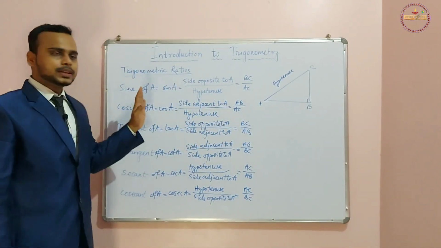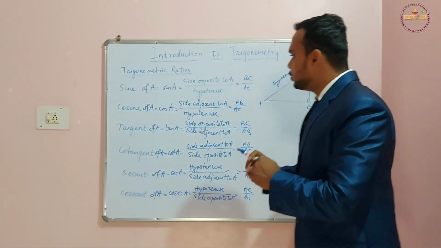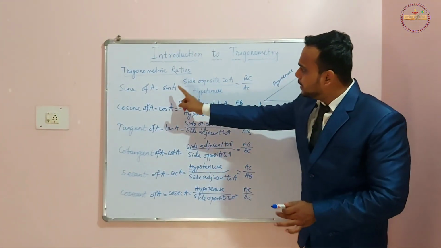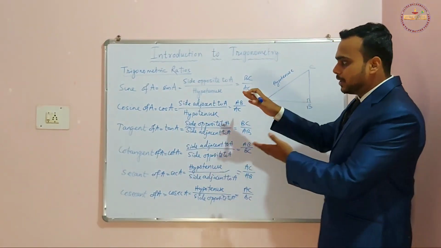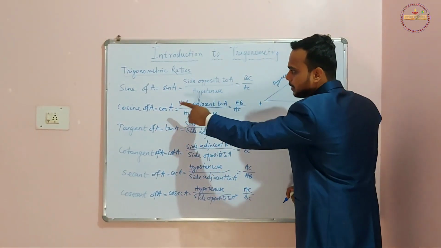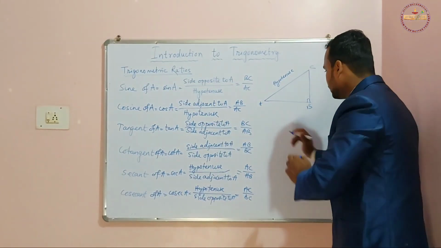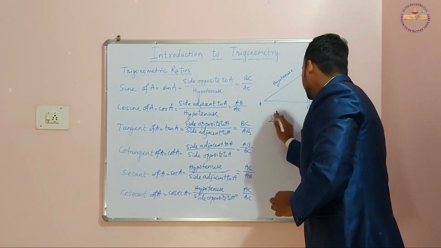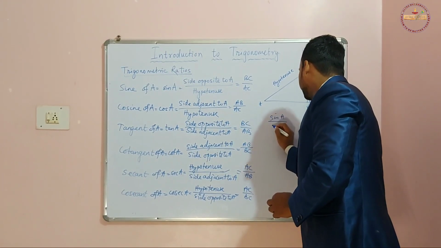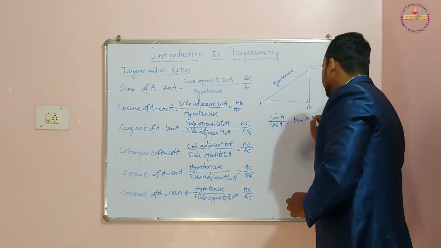So these are all the 6 different trigonometric ratios. Now the very interesting thing is that you can observe here that sin A divided by cos A will give you tan A. You can verify it here. So I'm writing this result here: sin A divided by cos A will give you tan A.